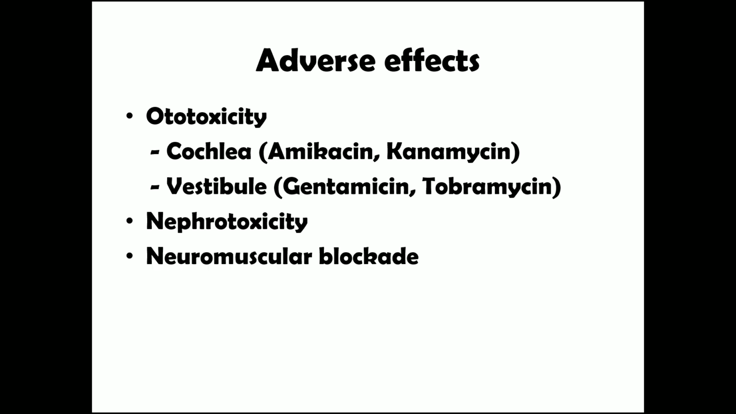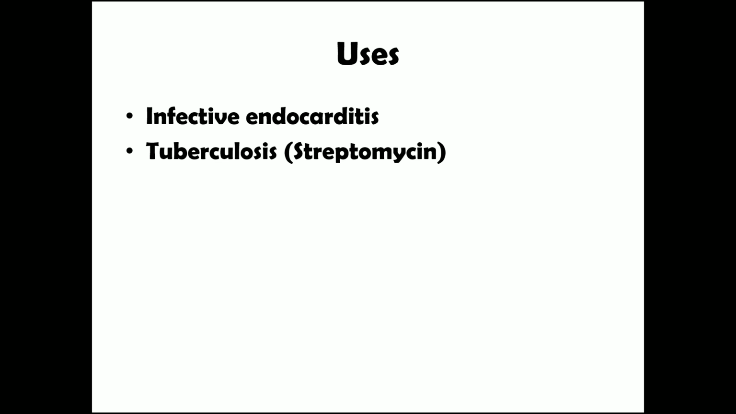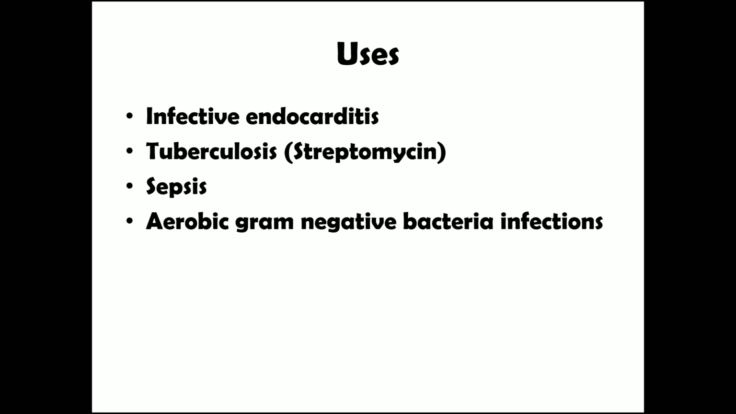One more adverse effect, which is not so common, is neuromuscular blockade. The common uses of aminoglycosides are in infective endocarditis, tuberculosis, where streptomycin is commonly used, and sepsis. They can also be used in various infections caused by aerobic gram-negative bacteria.